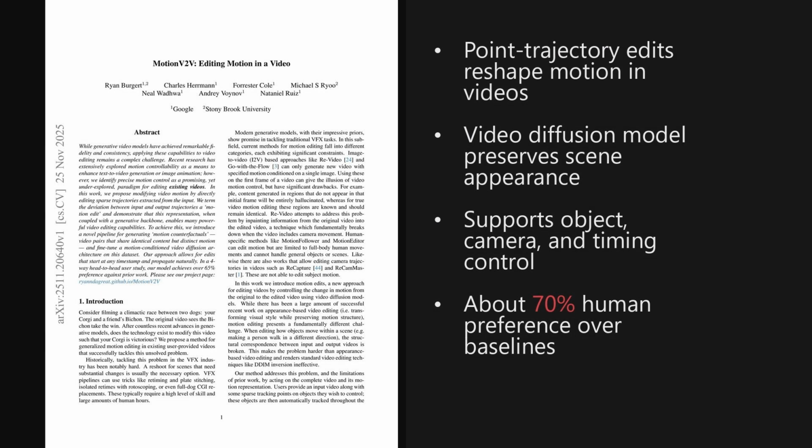MotionV2V shows that directly editing sparse motion trajectories can reshape object and camera motion while keeping real scenes intact, and it clearly beats prior video editors in both human studies and metrics. Broader picture, it points toward intuitive, point-based control for future video tools.